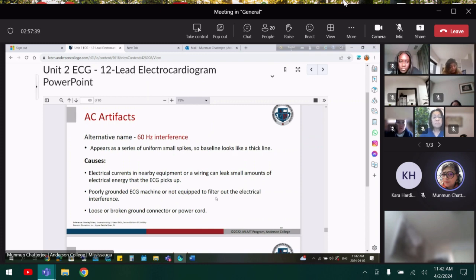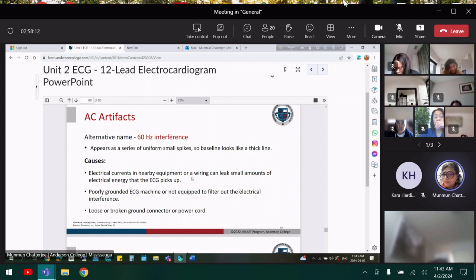It appears as a series of uniform small spikes. So the baseline looks like a thick line. We are going to show the image. What are the causes? Electrical currents in nearby equipment or wiring can leak small amounts of electrical energy that the ECG picks up. Sometimes your ground electrode, or ECG machine grounding, is not equipped to filter out the electrical interference. Loose or broken ground connector or power cord.